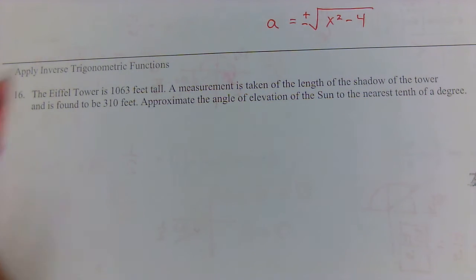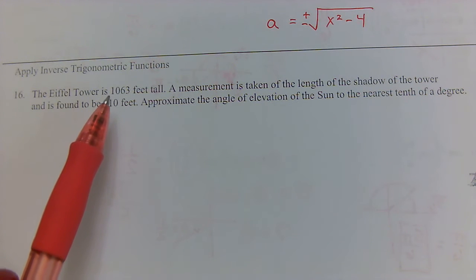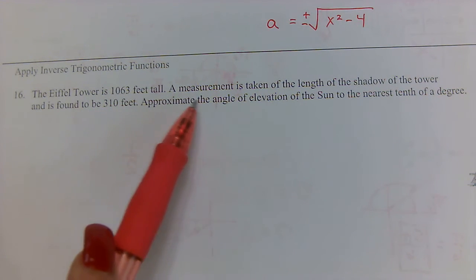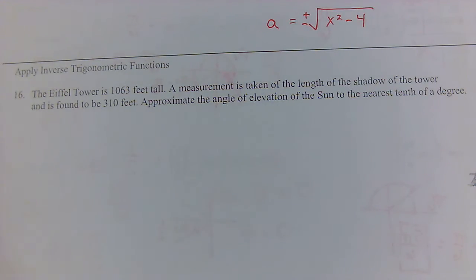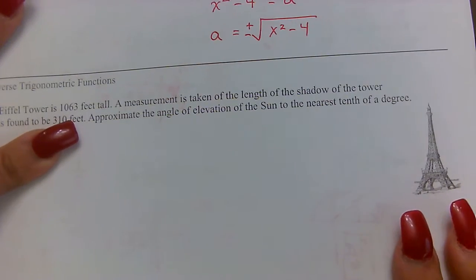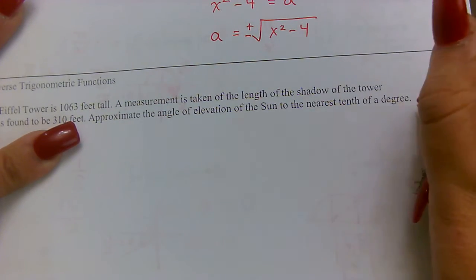Let's just go ahead and read this. It says the Eiffel Tower is 1,063 feet tall. A measurement is taken for the length of a shadow of the tower and is found to be 310. Well, here's our picture. Let's go ahead and start writing out our numbers.